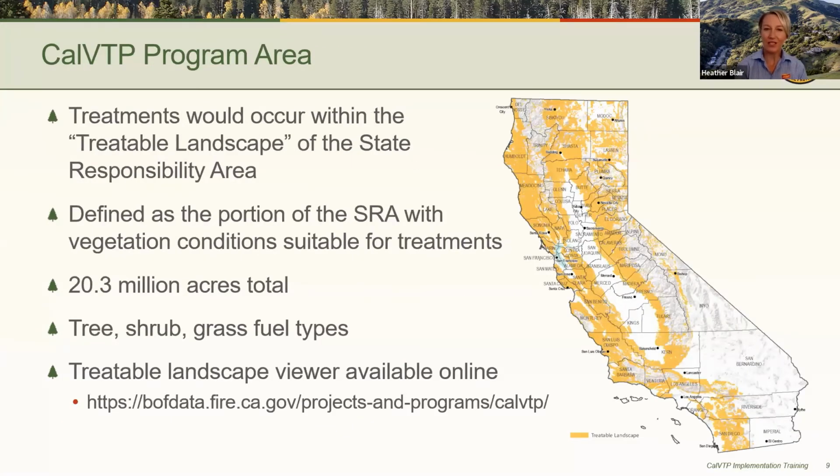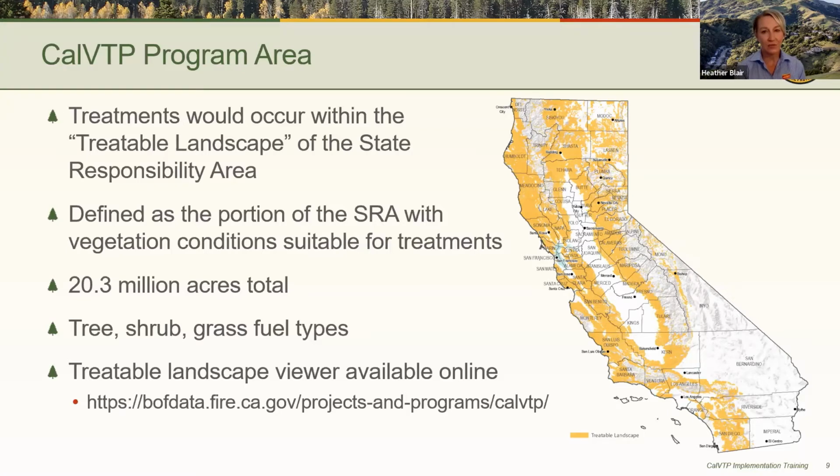One of the determinations in determining whether a vegetation treatment project is within the scope of the CalVTP program EIR is whether the treatments would occur in what is called the treatable landscape. The treatable landscape is defined as the portion of the state responsibility area, or SRA, with vegetation conditions that are suitable for treatment. So the delineation of the treatable landscape was a desktop modeling exercise that was conducted by CAL FIRE's Fire Resource and Assessment Program, or FRAP.